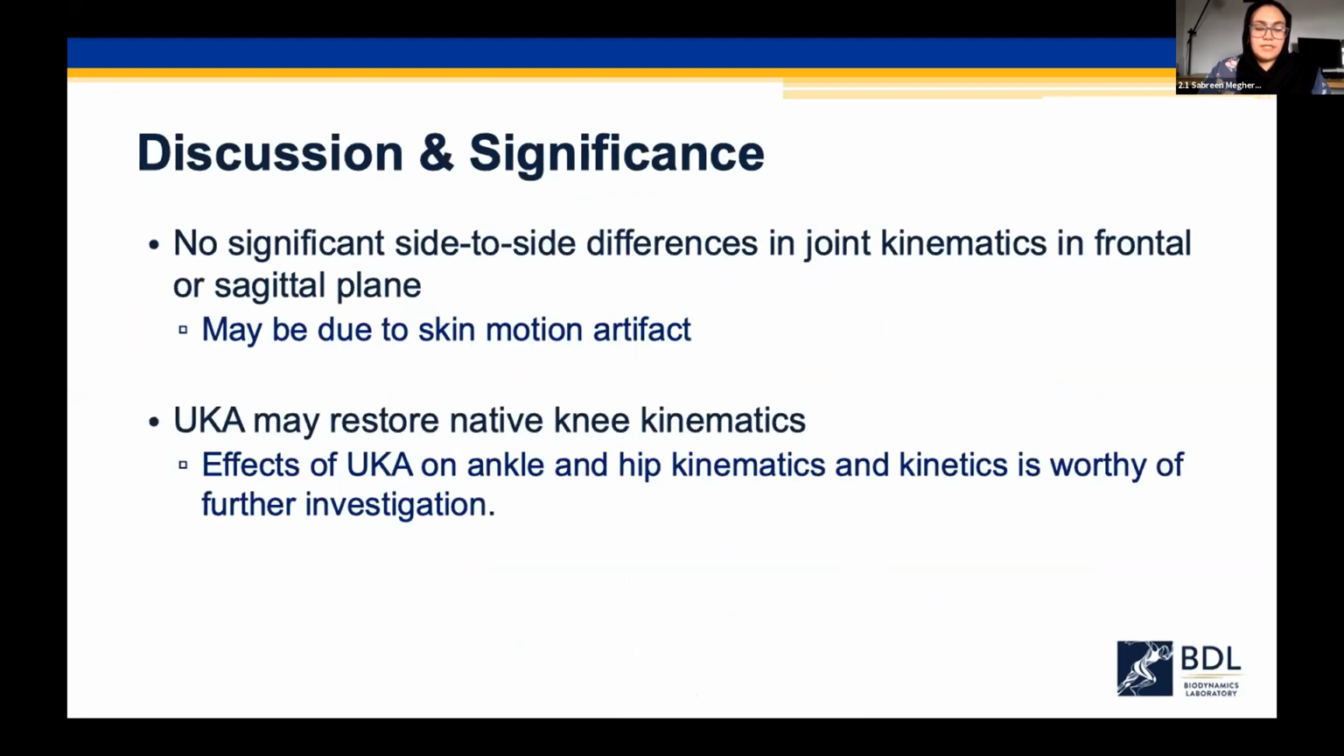The results of this study suggest that kinematic differences at the hip, knee, and ankle in the sagittal and frontal plane are small prior to and after UKA. Our inability to find any differences between knees or changes from pre to post surgery may be due to skin motion artifacts associated with conventional motion capture. These results agree with a previous study that found no changes in ankle, knee, and hip kinematics from pre to post TKA. Additionally, UKA may restore native knee kinematics. However, larger studies are needed to investigate the effects of UKA on ankle and hip kinematics and kinetics.